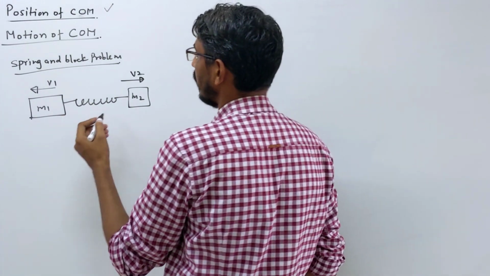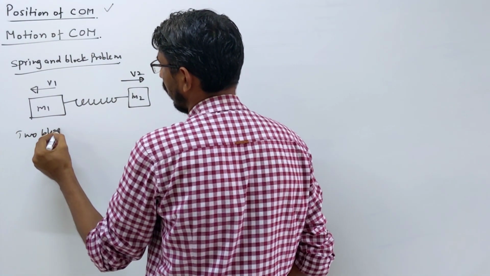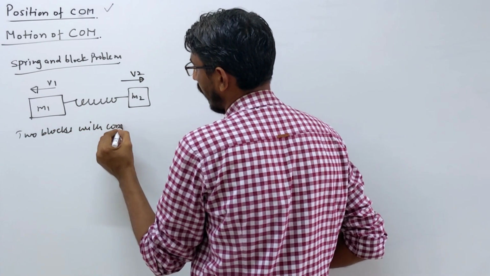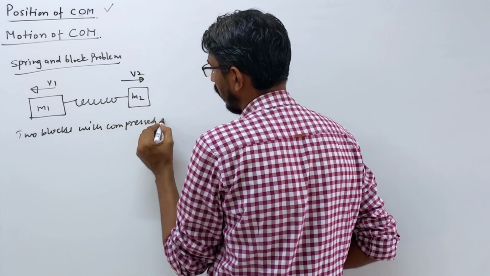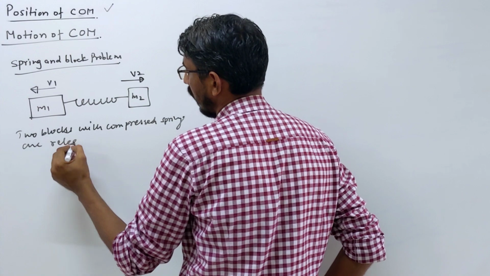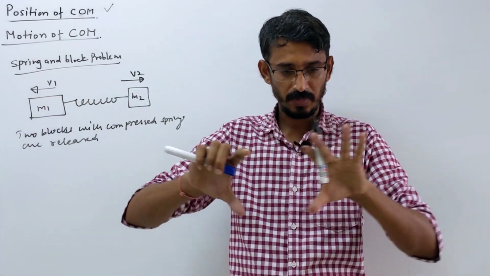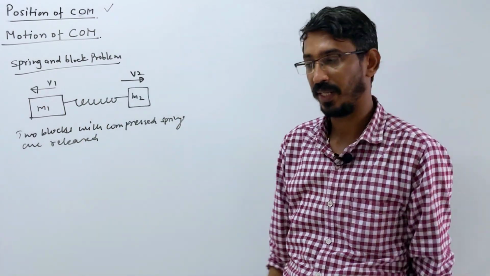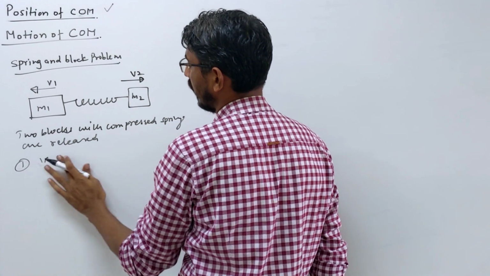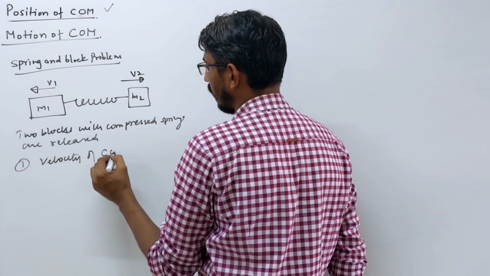Suppose they said two blocks with a compressed spring are released. Okay. Compressed means they will move away. If your spring was expanded, they will move towards each other, right? So the first question they ask is the velocity of center of mass. What is asked? Velocity of center of mass.